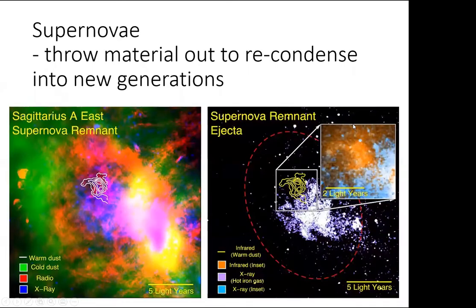Of course, the other end of the life cycle of stars is when they run out of fuel, and very large stars will explode, and then they throw material all out around the cosmos, and that contributes to the next generation of interstellar dust. So here's a good example of a supernova remnant deep in the core of the galaxy, Sagittarius.